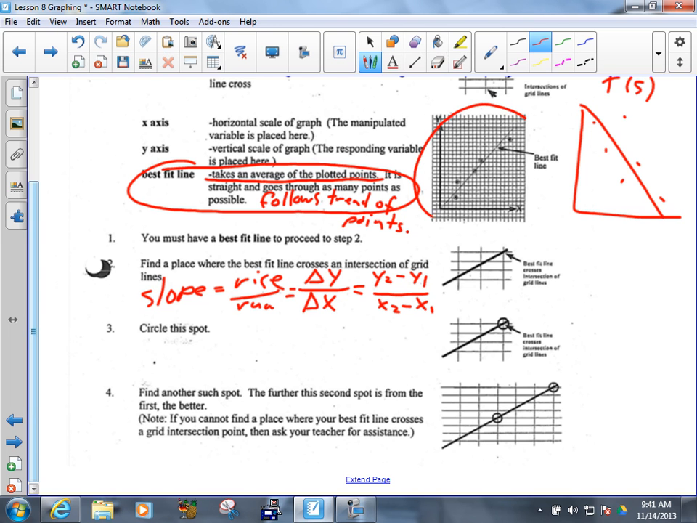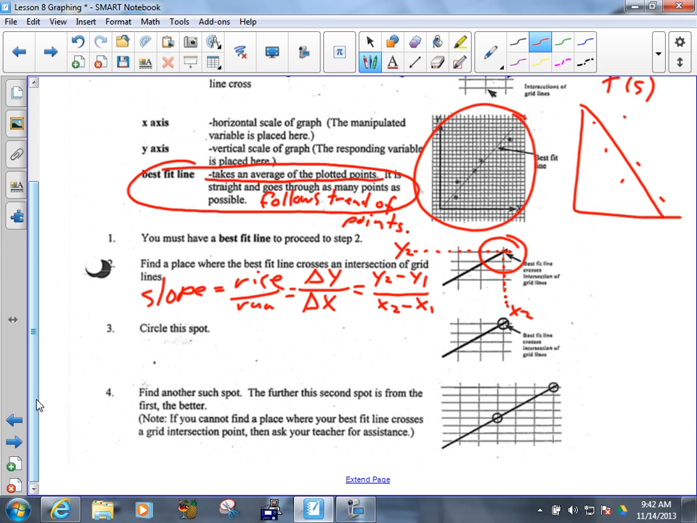So here's your best fit line. We go back to this picture here. This is our best fit line. We need to find places where that line goes through a grid intersection. And that's what you can see right here. The reason we want to use grid intersections is because we can follow them all the way across to the y-axis and find out the value, and all the way down to the x-axis and find out the value. So let's say this was our second point. This value would be y2. This value down here would be x2.